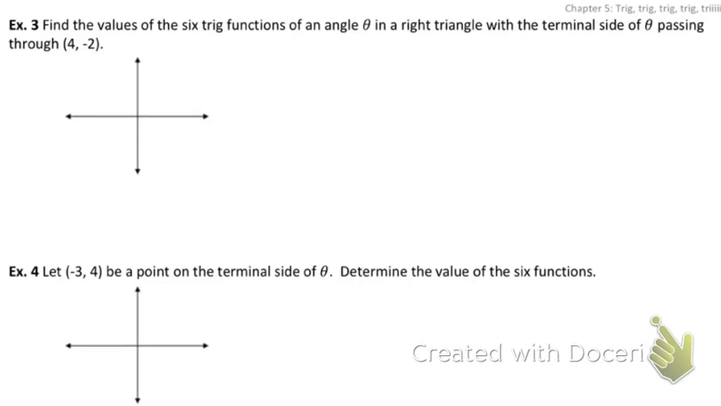Now pay attention here. For (4, -2), let's go ahead and plot it. 1, 2, 3, 4, -1, -2. I'm going to plot that point. This is the point (4, -2).